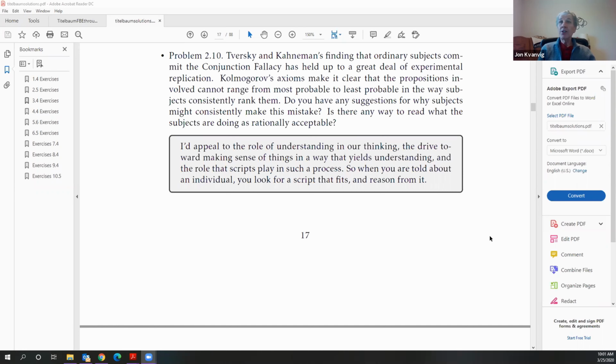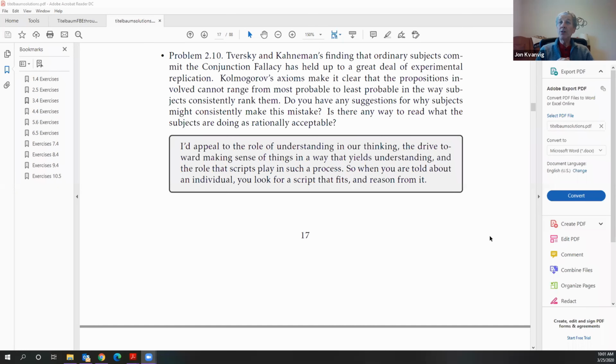Okay, so if understanding is what drives our thinking, the drive toward making sense of things in a way that yields understanding, if that's what's going on with us intellectually speaking, there will be roles for scripts, or sometimes they're called frames, to play in such a process. So when you have an experience of a person or thing, let's just take people, somebody engages in a bit of behavior and you are trying to locate that within some script or frame where you can make sense out of what the person is doing.